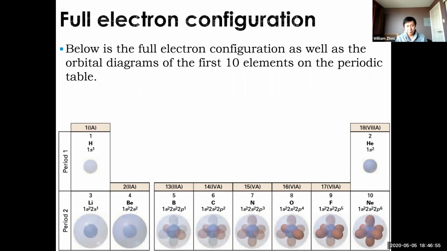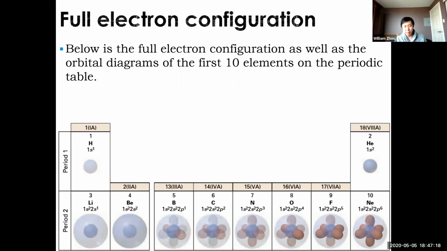Boron has p orbitals now, 1s2, 2s2, 2p1. So the p orbitals are dumbbell shaped. You can see that one of them is colored in red, telling you that, hey, there's an electron in here. Carbon has another p, so it's 2p2. And then nitrogen, 2p3. Notice that they all have a different p orbital because they occupy different p orbitals.